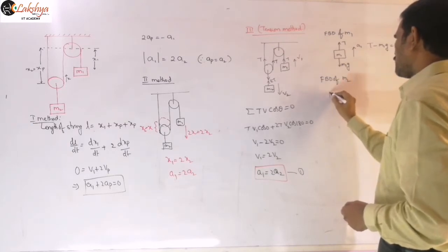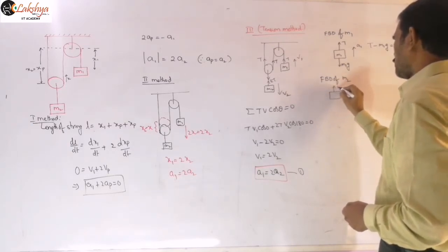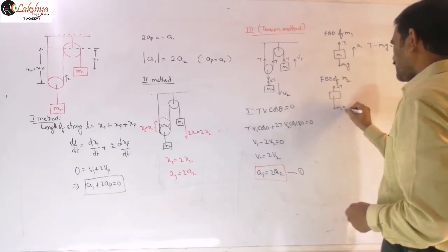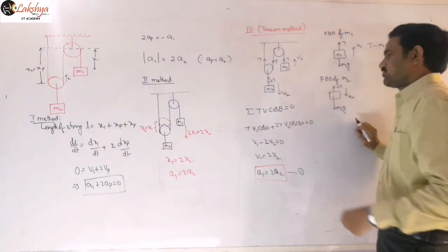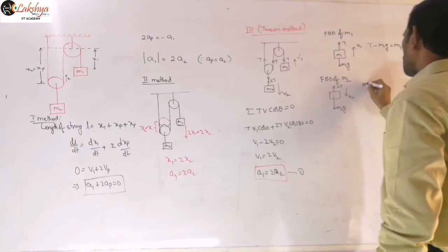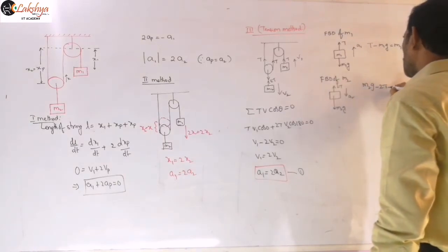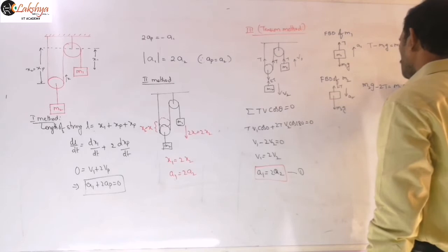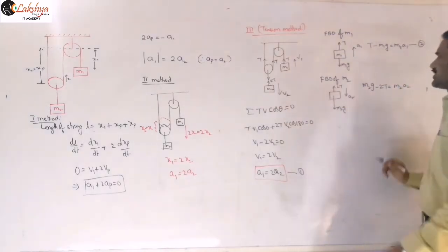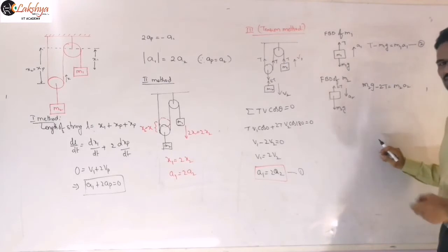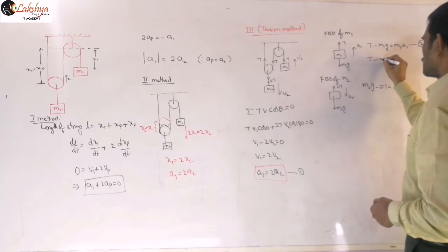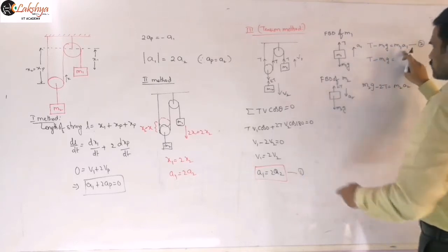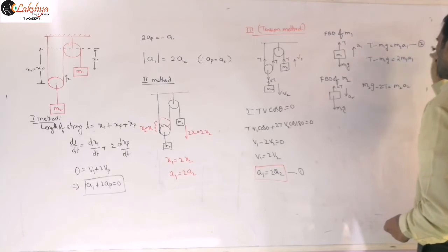So FBD of M2 means simply the tension 2T will be there in upward direction and M2G will be there in downward direction, and this block is moving down with an acceleration A2. We are assuming this M2 is moving down. So then it can be written as M2 into G minus 2T is equal to M2 into A2. And in this equation you can use the constraint relation. That means now you may substitute this value here. Suppose T minus M1G is equal to M1 A1, you may substitute here. So then 2 M1 A1 you will get. Let us consider this equation as equation 3.